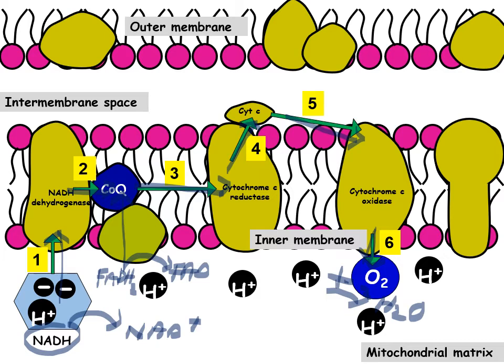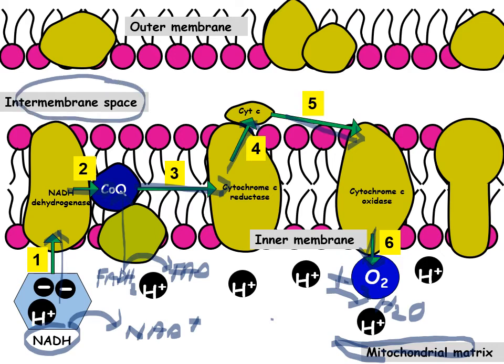So electron transfer along a series of these electron carriers involves a redox reaction process, reduction and oxidation, where the process releases energy. This energy is used to pump protons from the mitochondrial matrix to the intermembrane space. So the energy from the redox reactions is used to pump the protons from the mitochondrial matrix to the intermembrane space.